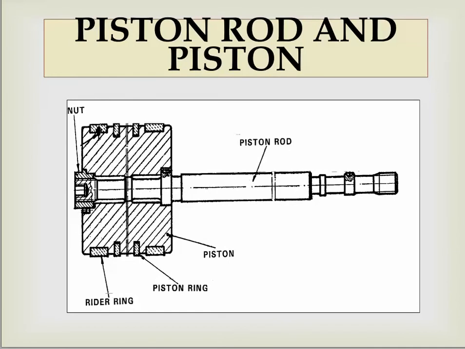You can see the diagram of the piston rod and the piston. In this figure you can see this is the piston over there. This is cylindrical in shape, and the elongated, rod-shaped part like this is the piston rod. These are the piston rings and these are the rider rings, and over it one nut is mounted, which prevents it from getting unscrewed during the motion.